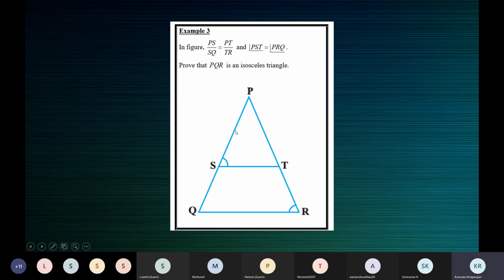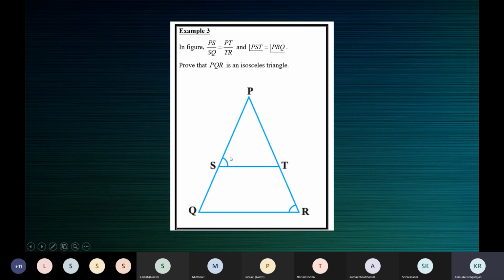And how do you make out ST? You can see that common. PS, SQ, so S. PT, TR, so T. So ST is parallel to the third side QR. So if this proportion is given, by converse of BPT, ST is parallel to QR.